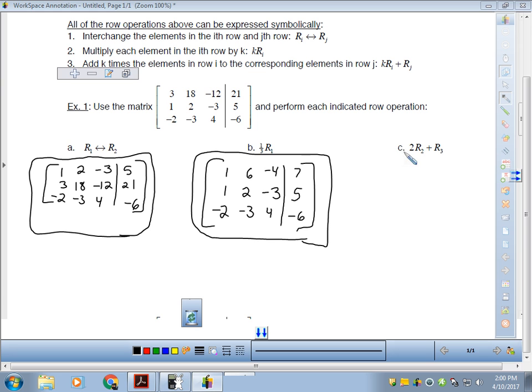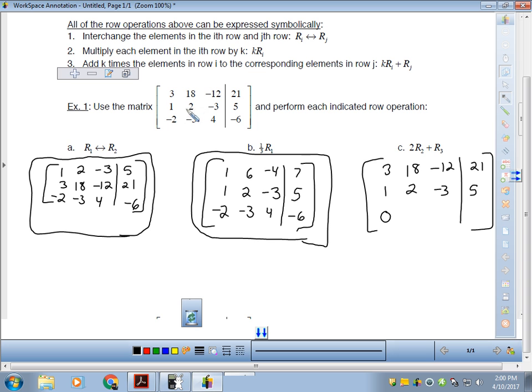Letter C asks us to do 2 times row 2 and add it into row 3. So row 1 and row 2 are going to stay the same. We're going to do 3, 18, negative 12, 21, and 1, 2, negative 3, and 5. But now row 3 is going to change because we're taking 2 times row 2 and adding it into row 3. So what is 2 times 1? 2. And then plus negative 2, that gives us 0.